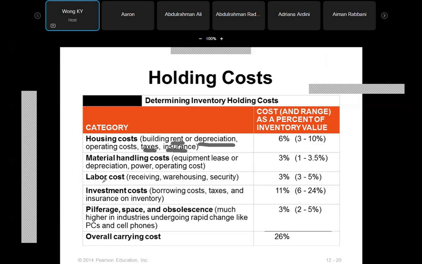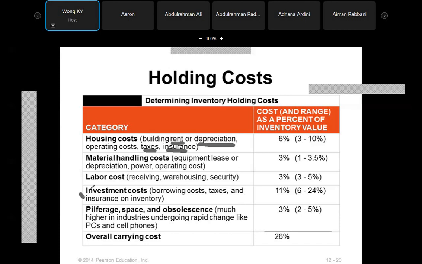And of course, labor costs are involved. So labor cost is also part of holding costs. Okay, because we need operator to actually unload or load the inventory. We also have to hire security guards to look after the warehouse. So all these are part of labor costs.